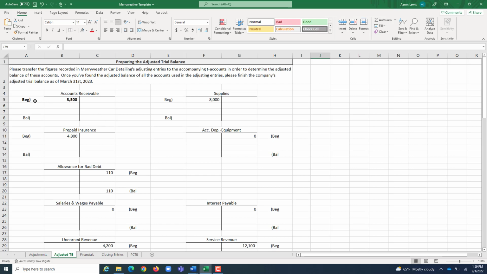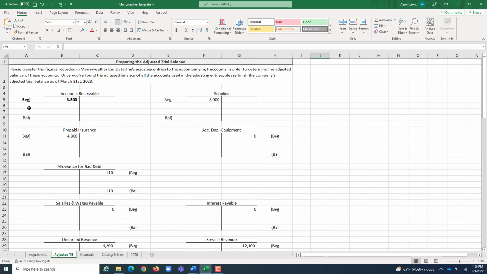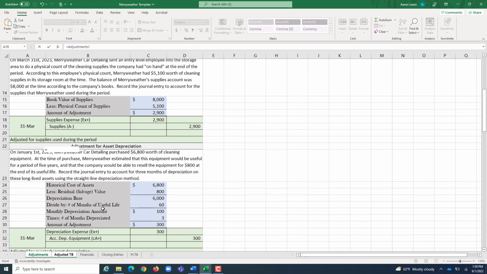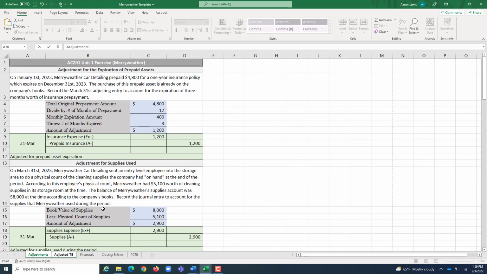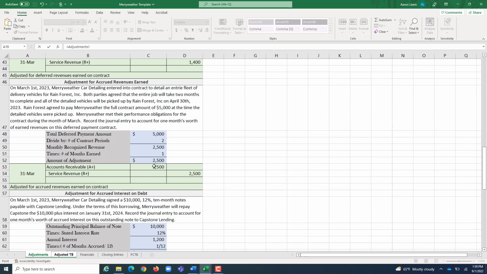We're going to start with accounts receivable. Well, we made an adjustment to accounts receivable on March 31st. How much did we adjust this account for? Well, if I hit equals and I go back to my adjustments, I see that right here, we had a debit to AR for $2,500 in this adjustment for accrued revenues earned. So I'm going to click that 2,500.